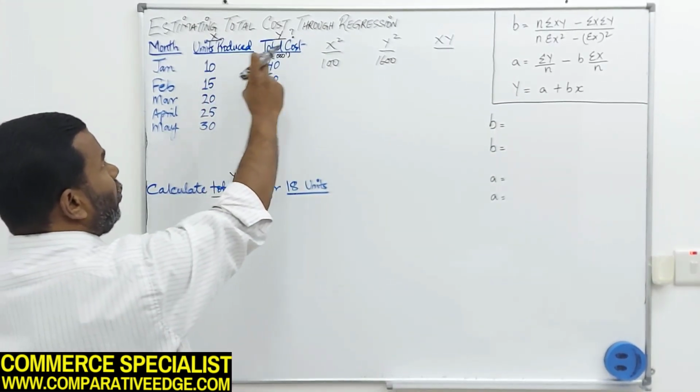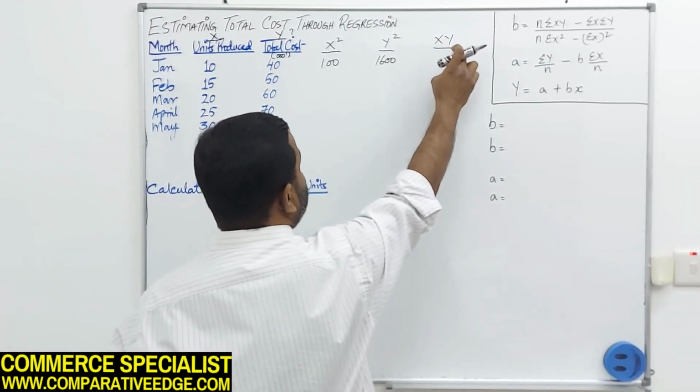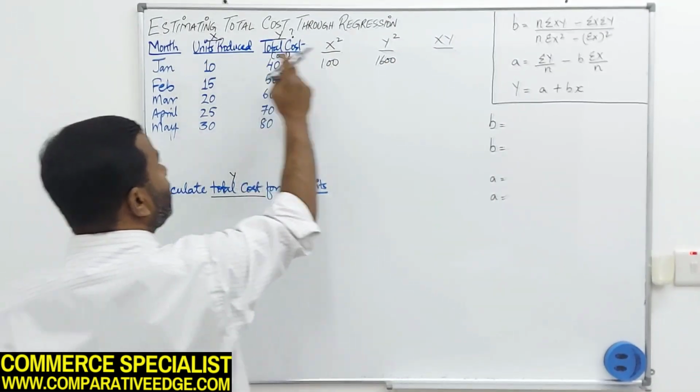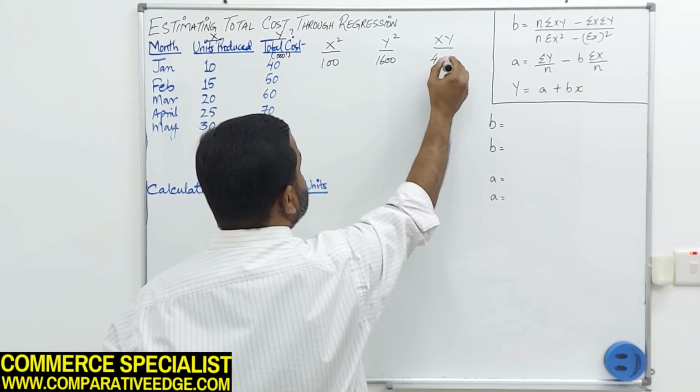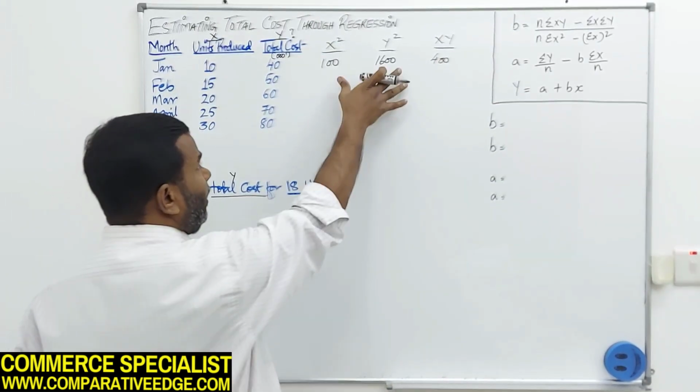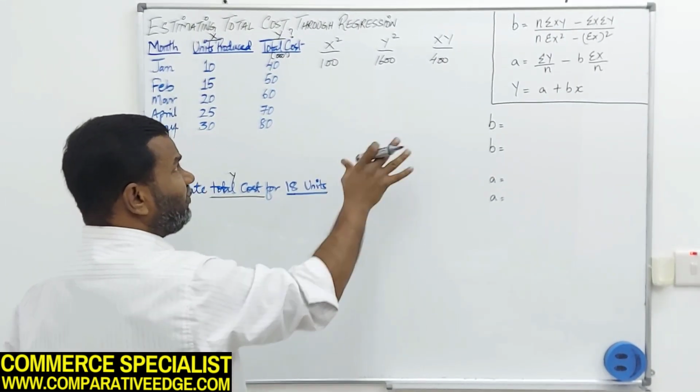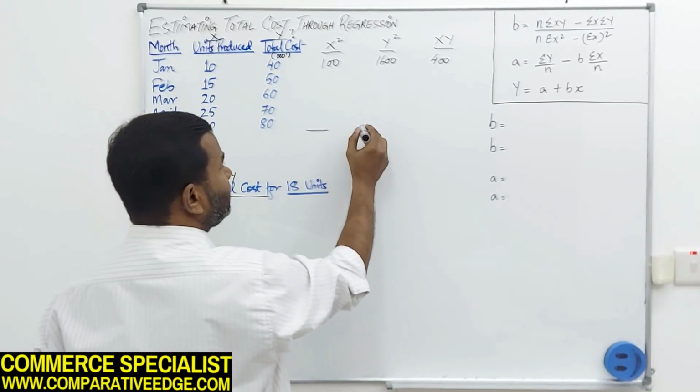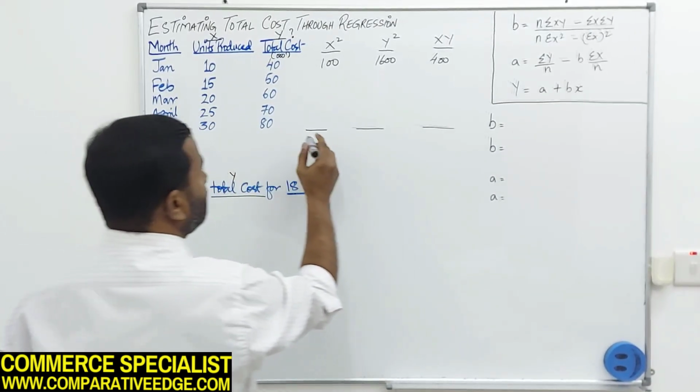X is 10, Y is 40. So this says X multiplied by Y. So 10 into 40 will give you 400. Likewise, I'm going to fill all these columns. To save your time, I'm doing it very quickly.